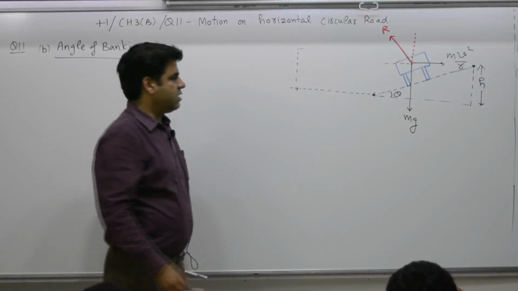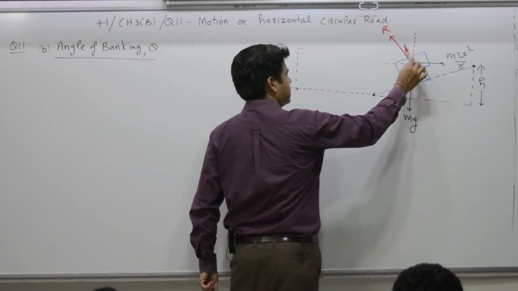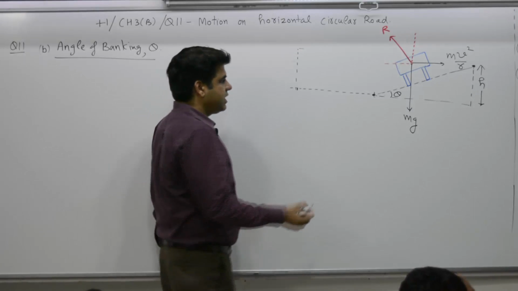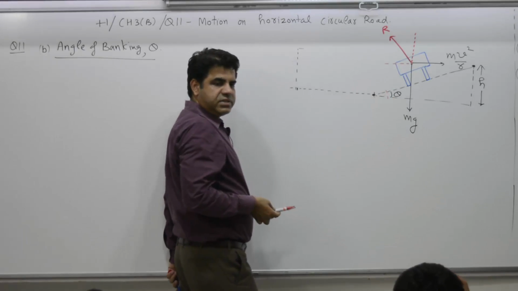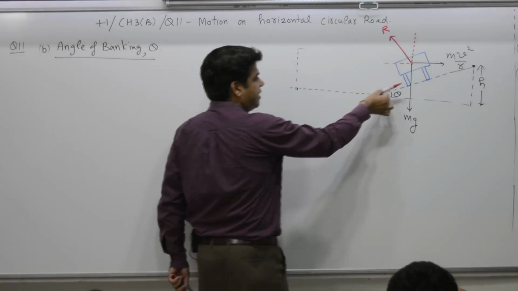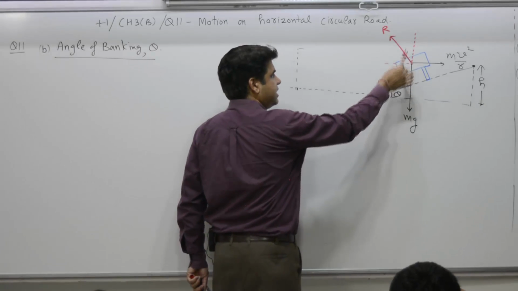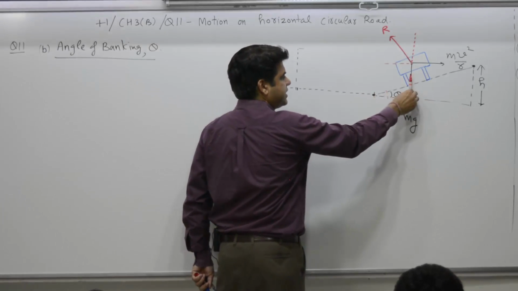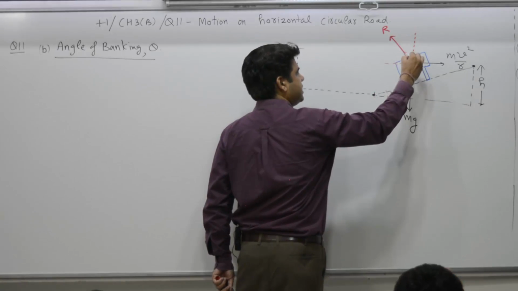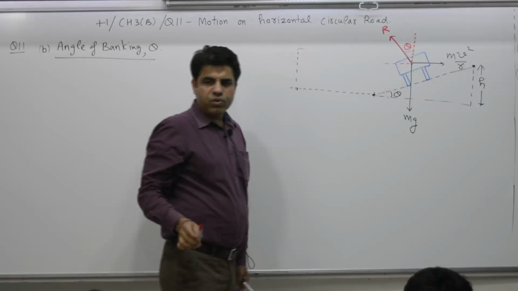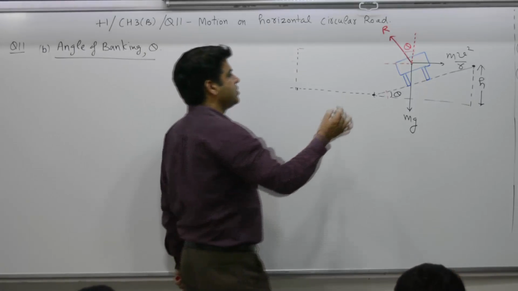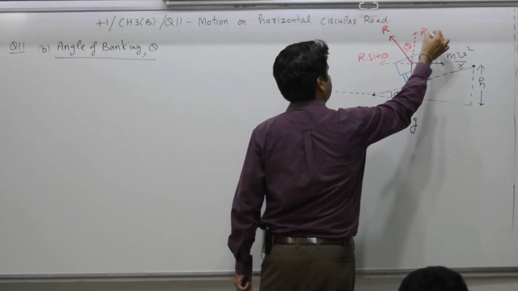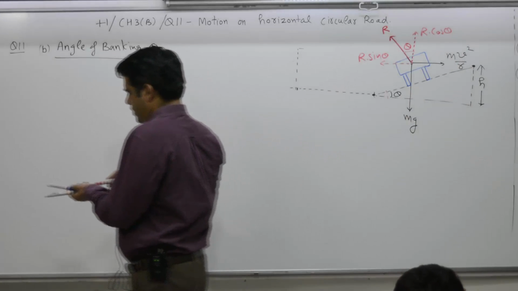Yes. If this angle is theta, what about this angle? Yes, this is also theta. Why? Whatever is the angle between two lines, the same is the angle between their perpendiculars. Line one, perpendicular to this is this. You can see the normal direction. Line two, perpendicular to this is this one. That is why the angle between these two lines is theta. So, R sin theta, R cos theta. What do you write?